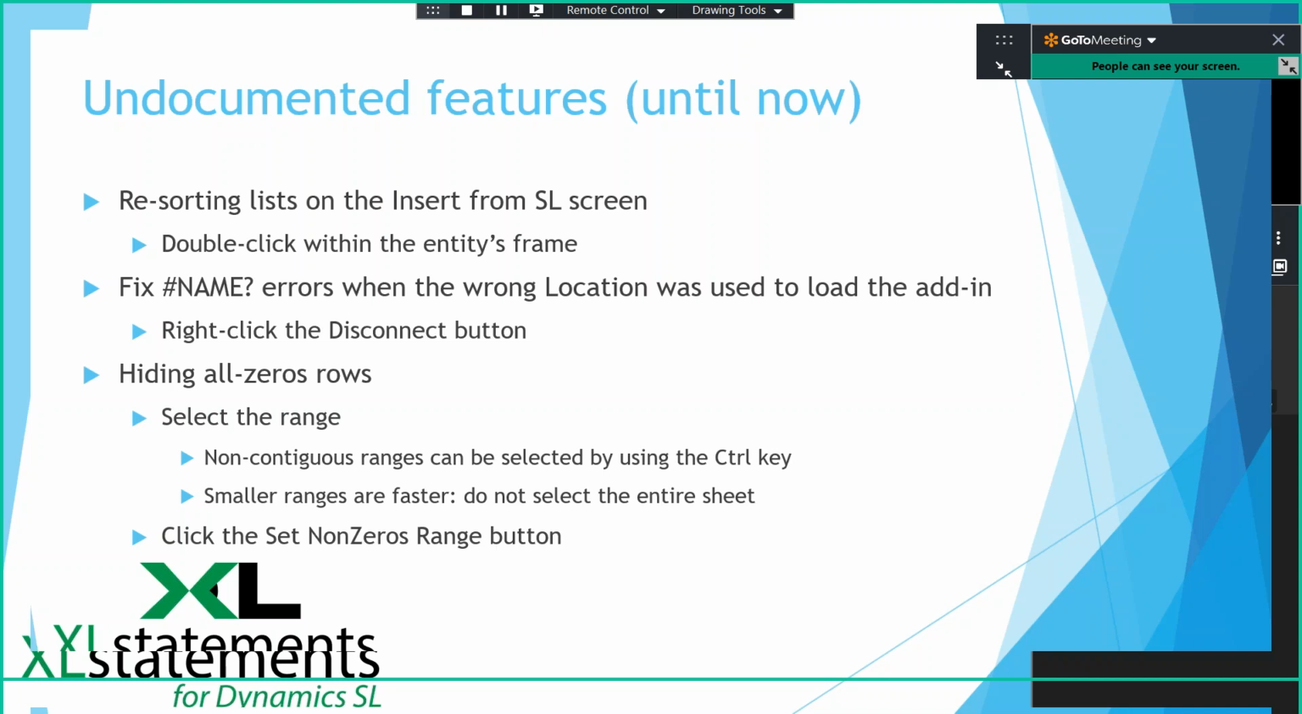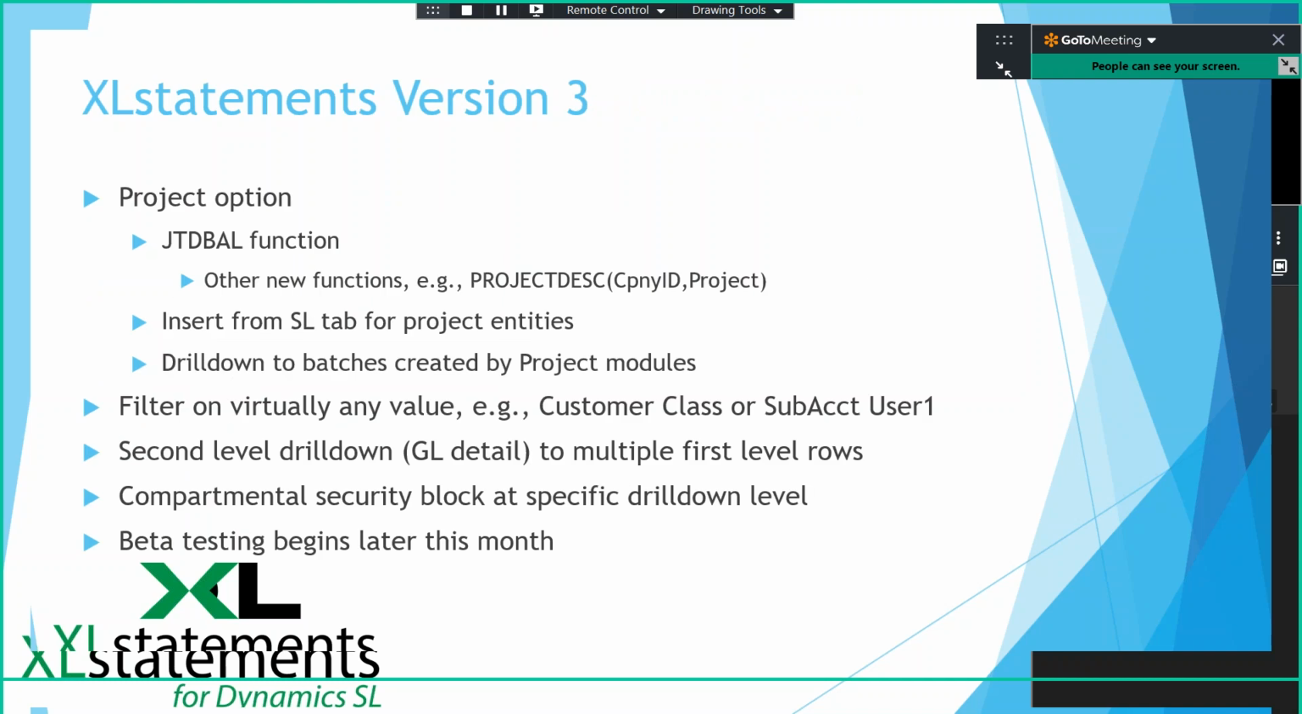If you don't know about this, you're going to kick me. But what this lets you do is, on a report, it will automatically hide rows that have all zero balances across your report. And I just detailed how you do that. Okay, and then just some quick notes on version 3.